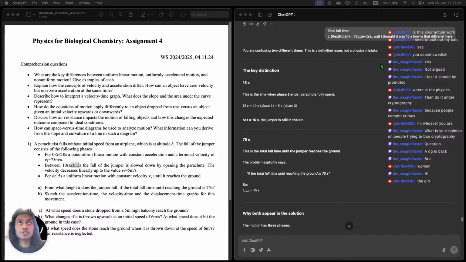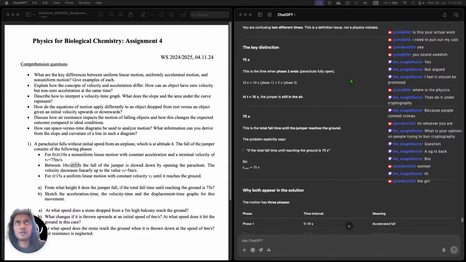You are confusing two different times. This is a definition issue, not a physics mistake. The key distinction, 15 seconds. This is the time when phase 2 ends, the parachute fully opens. Oh, t greater than 15. Okay. I did not see that.